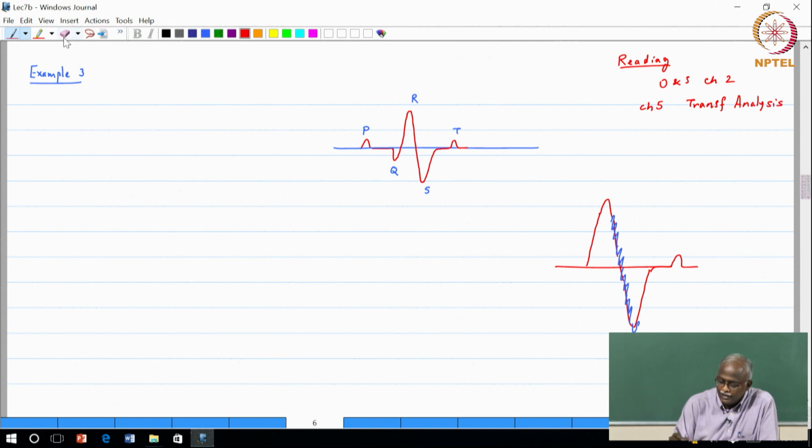Okay, so here is a very practical example, something which we encounter all the time. We are looking at the ECG signal. Okay, ECG signal, you probably have not had any need to take it, but if you have seen an ECG signal, basically it has some pattern that looks like this.